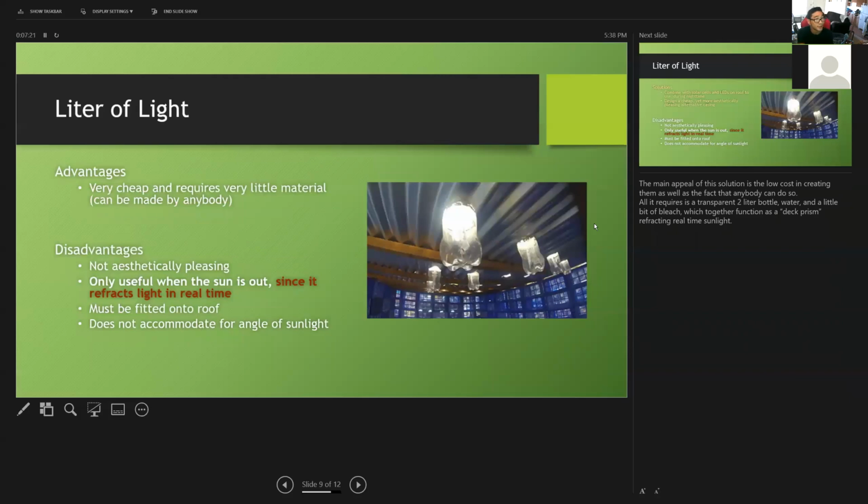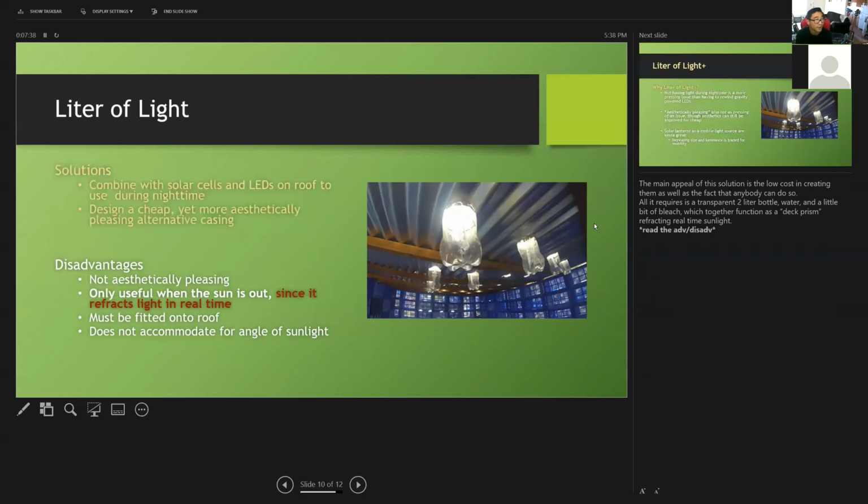Then our third solution, which is what we're going to be focusing on, revolves around the Liter of Light solution, which is already a very cheap solution. It just requires a bottle, some water in there, and you just need it to be mounted on or through your roof. But one of the drawbacks is that it's only useful when the sun is out, because it only refracts the sunlight in real time.